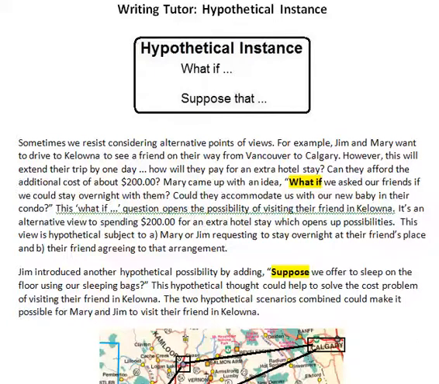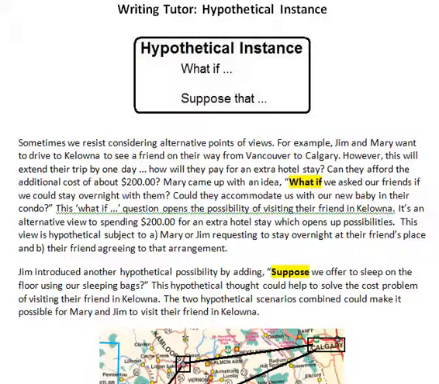Sometimes we resist considering alternative points of view. For example, Jim and Mary want to drive to Kelowna to see a friend on the way from Vancouver to Calgary. However, this will extend their trip by one day. How will they pay for an extra hotel stay? Can they afford the additional cost of about $200?